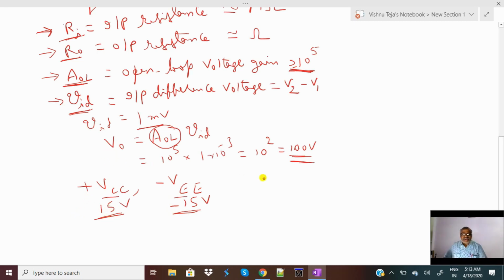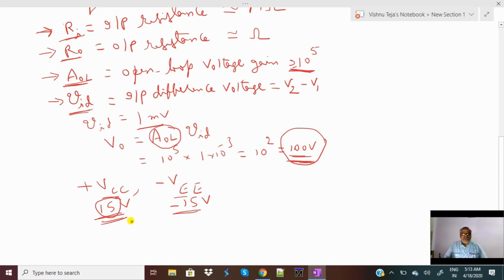But if we see the above example, when the input voltage is 1 millivolt, the output voltage is 100 volts. Can we get this 100 volts practically? We never get it. So what would be the expected output? It will be truncated to 15 volts. Because of this, there will be a distortion after amplification by the operational amplifier. All parts of the signal above 15 volts will be truncated.